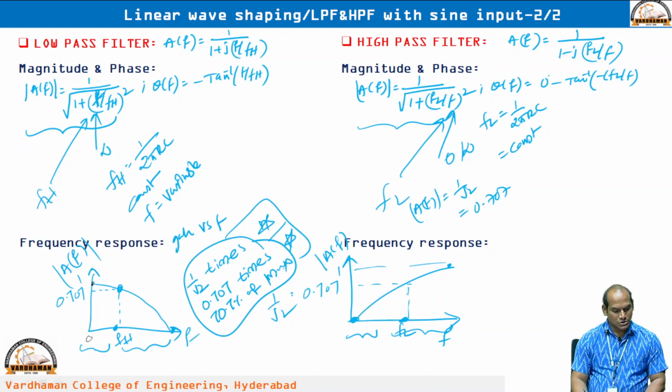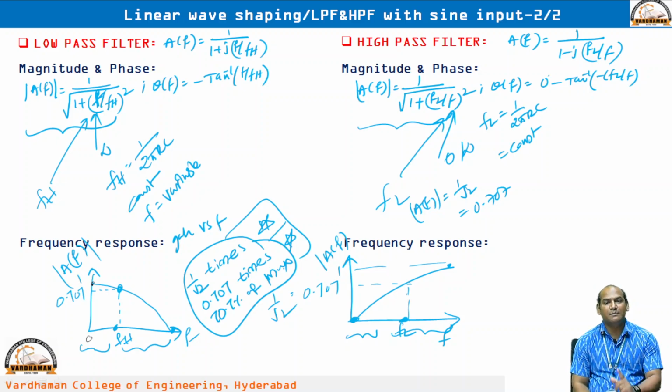So, with this we have completed the low pass filter and high pass filter circuit operations with sinusoidal input. One thing you need to remember, the frequency response plots we are drawing in this particular case, for the low pass filter and for the high pass filter, we are drawing by providing the sine signal as the input. That is where we are getting the fH concept and fL concept.